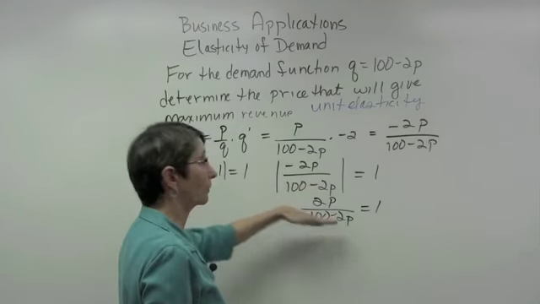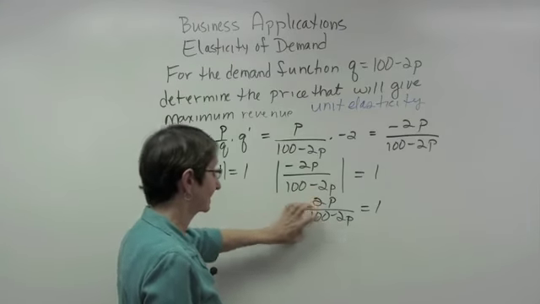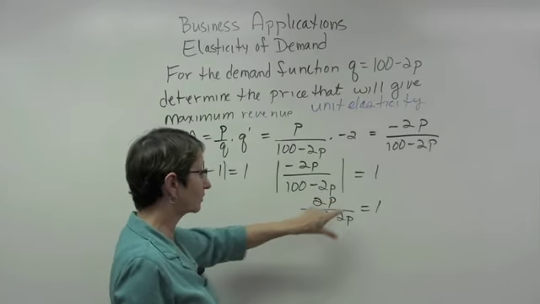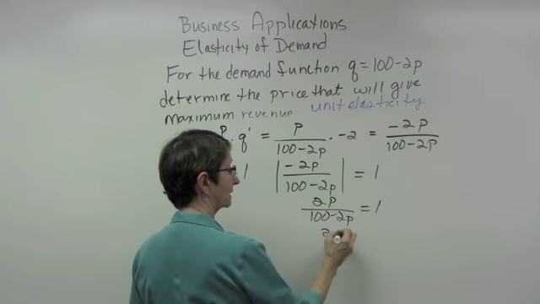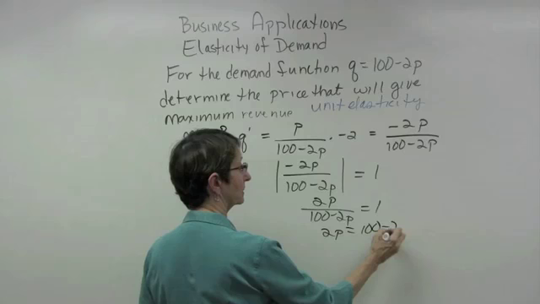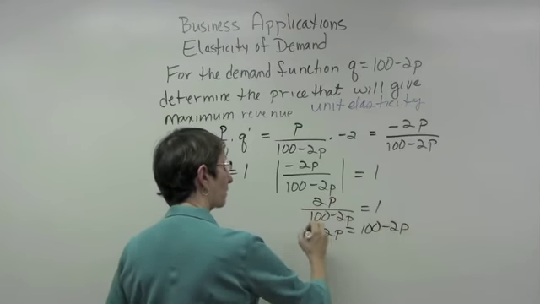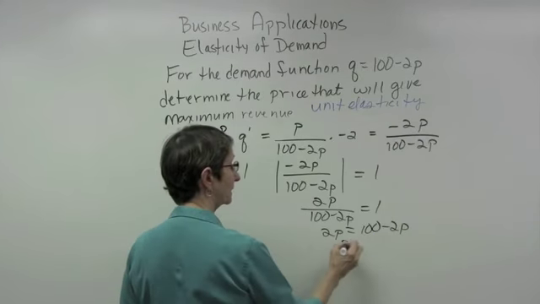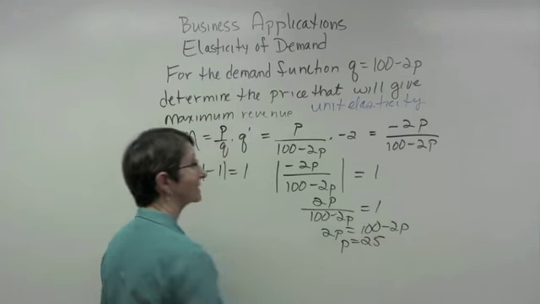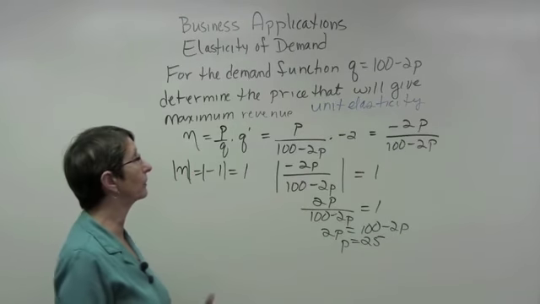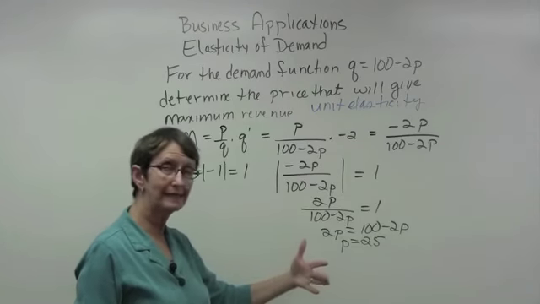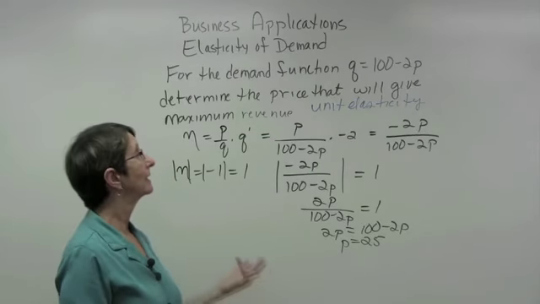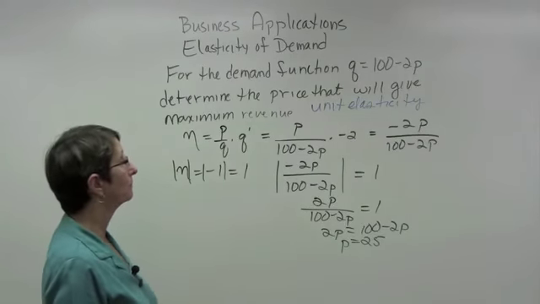So that's what we do next: we solve this equation, multiply across, and we get 2p equal to 100 minus 2p. 4p is 100, so p is 25. That's exactly what we found earlier when we were trying to determine at what price we have maximum revenue.